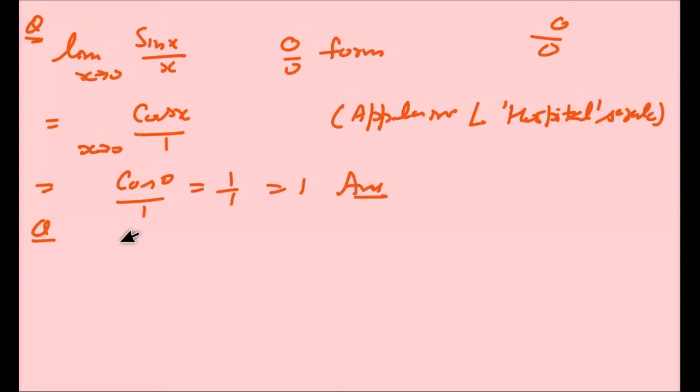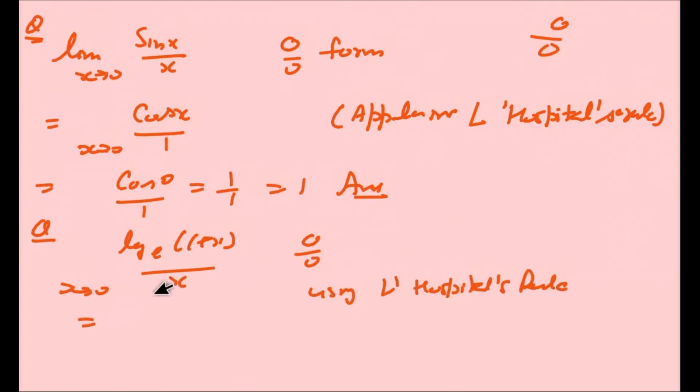Now one more question I am doing this way. Limit of log base e of (1 plus x) upon x, as x tends towards 0. Putting 1 plus 0 gives log 1, and log 1 is 0. So it is 0 upon 0 form. Using L'Hospital's rule, we differentiate log(1 plus x), which gives 1 upon (1 plus x), as x tends towards 0. Now putting 0, we get 1 upon 1, which is 1. So it is your required solution.